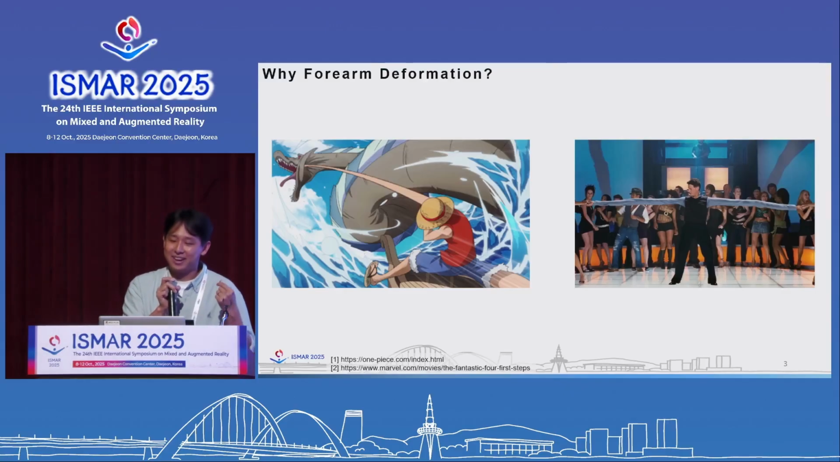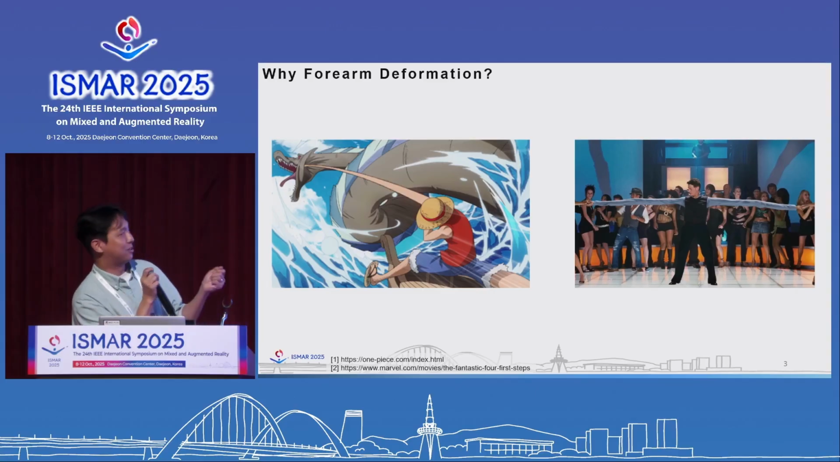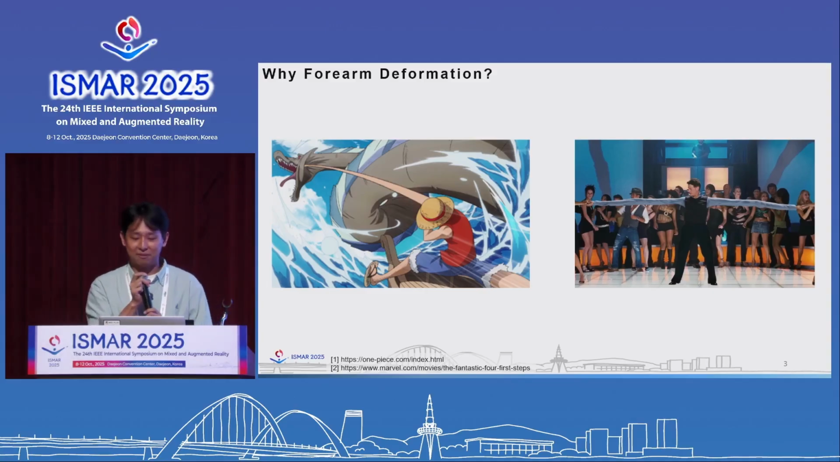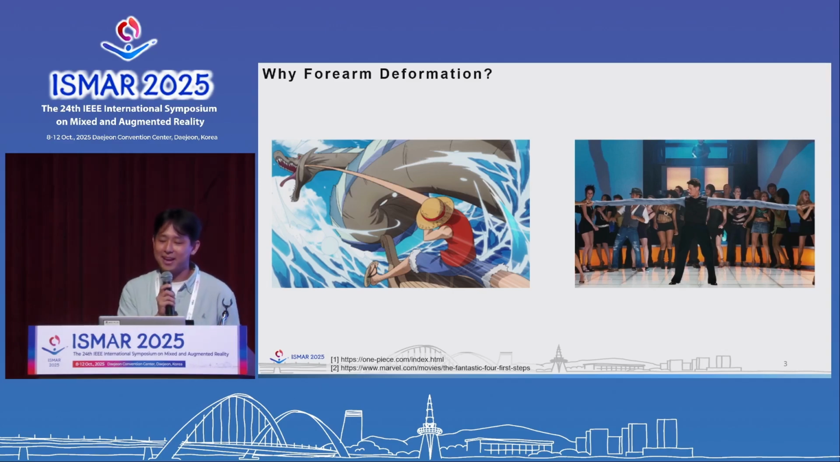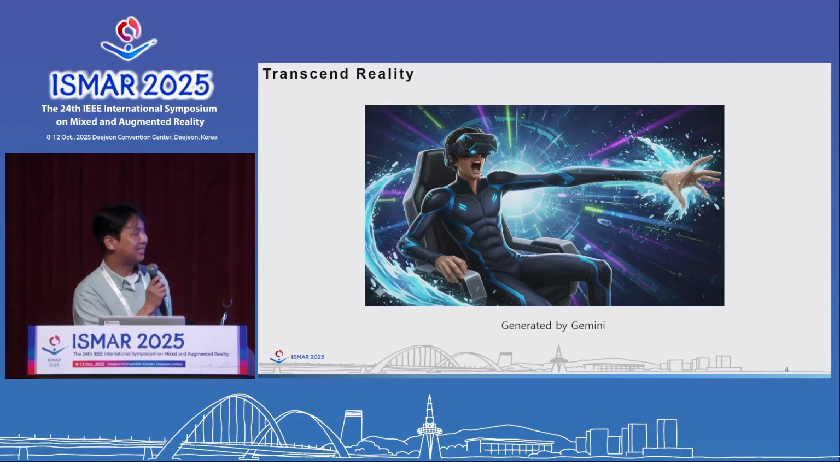Okay, so why are we interested in forearm deformation? Think about when you watch rubber heroes like Luffy from One Piece or Mr. Fantastic from Fantastic Four. They can stretch and twist their arms in crazy ways. And I think maybe many of us have had the same thought: what if I could do that myself? So this is the motivation.